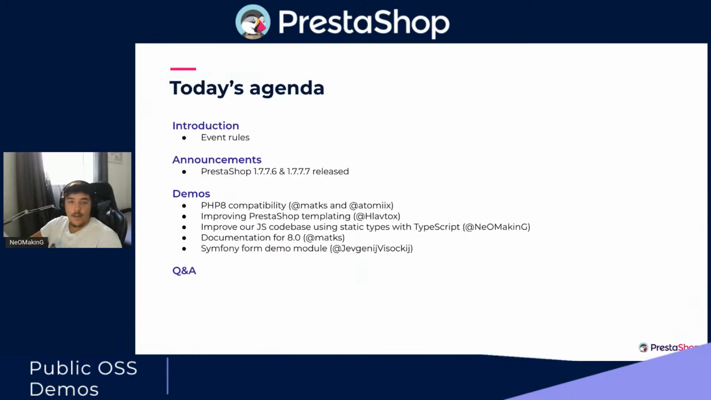First, we're going to present the event rules, then some announcements about PrestaShop versions 1.7.7.6 and 1.7.7.7. And then we're going to present some demos: one about PHP 8 compatibility with Matthieu and Thomas, improving PrestaShop templating by Daniel, improving our JS code base using static types with TypeScript by me, another demo about documentation for the 8.0 version, and one last demo about the Symfony form demo module. And then we are going to have a small question and answer session.